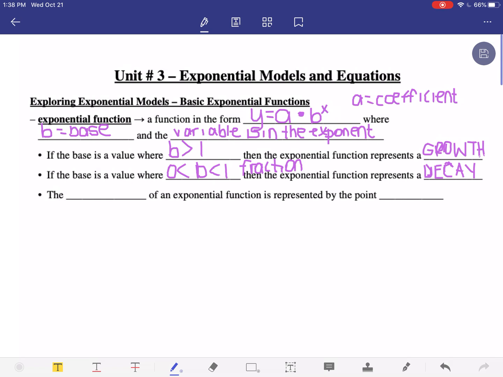And the y-intercept of an exponential function is the point 0 and then whatever the a value is. That's your y-intercept, where your graph will cross the y-axis. Okay, so let's look at a couple of examples here, and we're going to make a table of values to plot our graphs and connect it and see what the graph is going to look like.